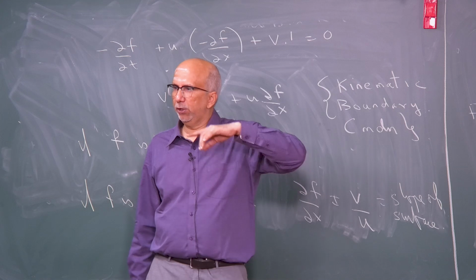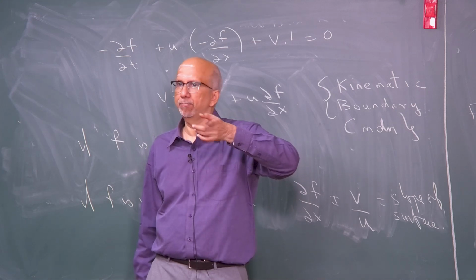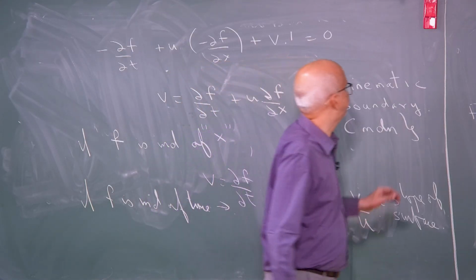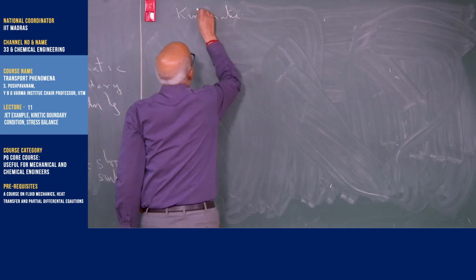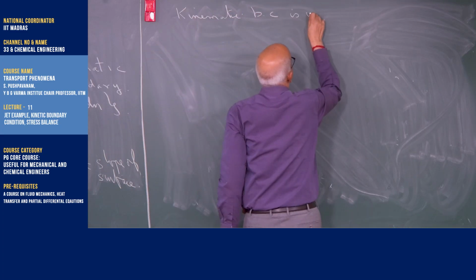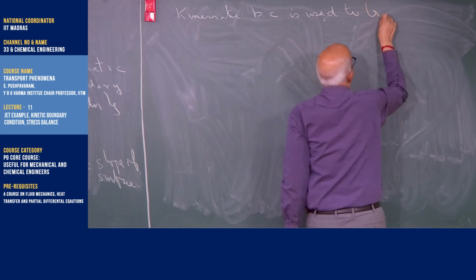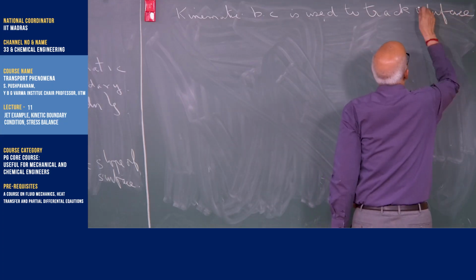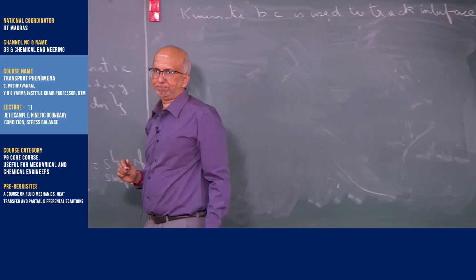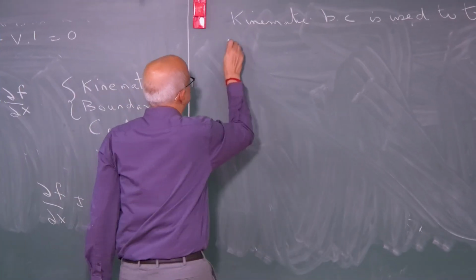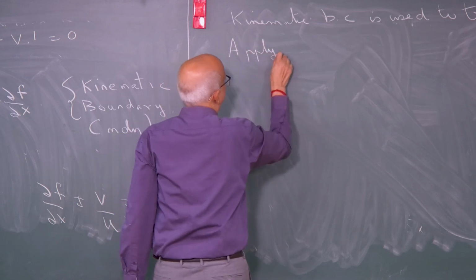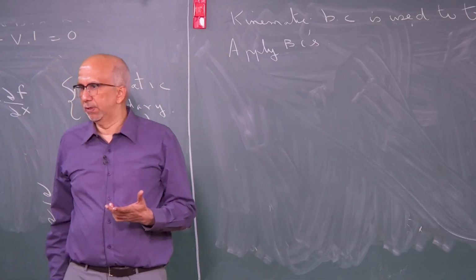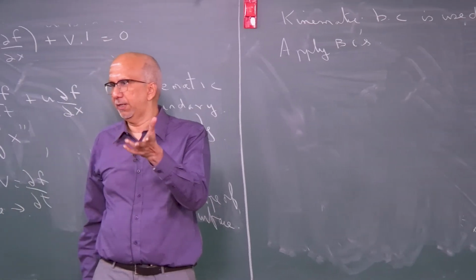Now, I need to talk about how I find the boundary conditions, how I apply boundary conditions on the interface. The kinematic boundary condition is used to track the interface. Now, we need to apply boundary conditions. For that, the first thing I need to do is find the normal, right? Only then I can do n dot t and all that.